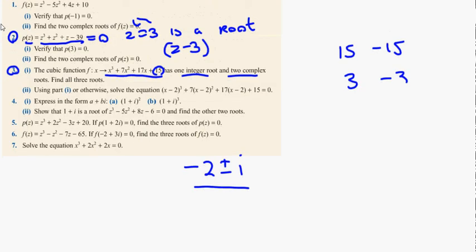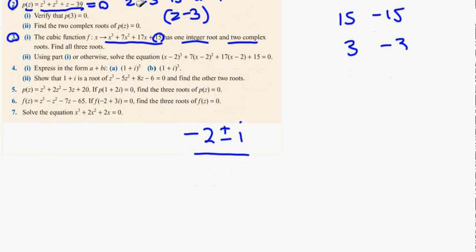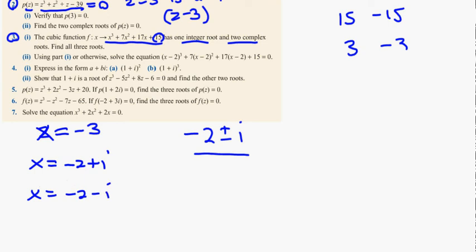So hence or otherwise solve this equation. We set that x equals minus 3, x equals minus 2 plus 1i, and then x equals minus 2 minus 1i. So basically there are the answers there.